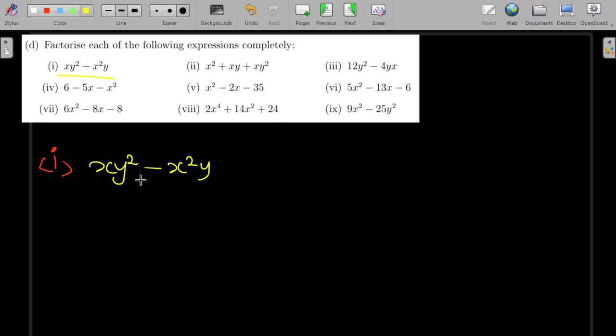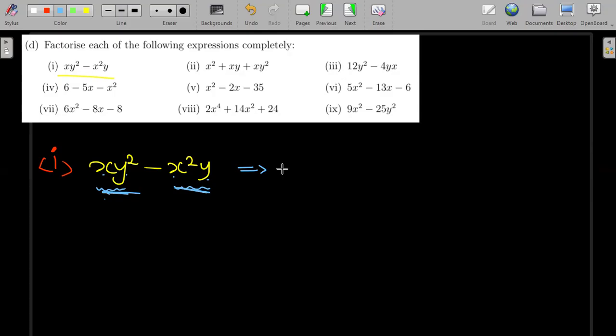So we want to factorize this completely. The first thing is to take a look at these two terms here. What is common between these two terms? We see that this one has 1 x and 2 y's, and this one has 2 x's and 1 y. So this one has x, this one has y. Even this one has x, this one has y. So xy is the expression that is common between this and this.